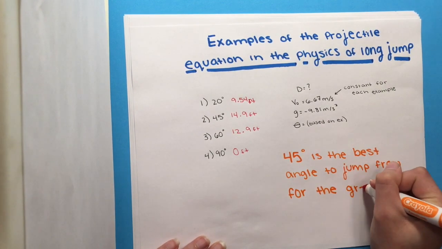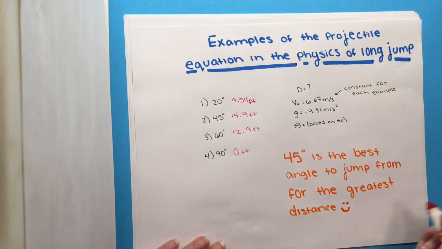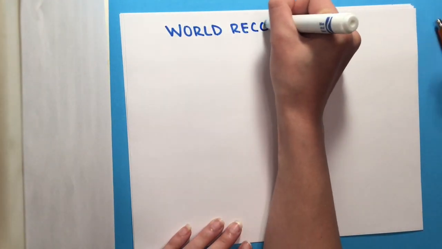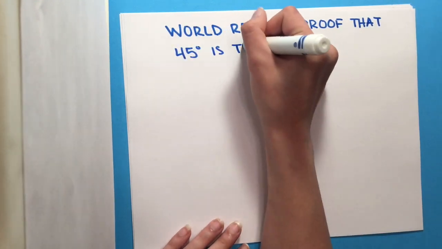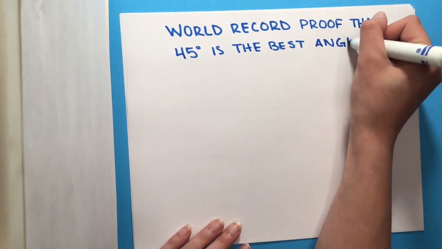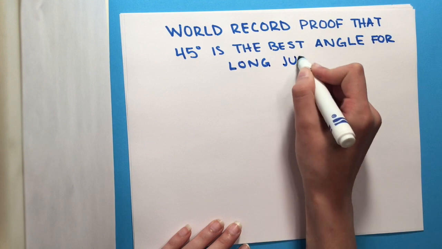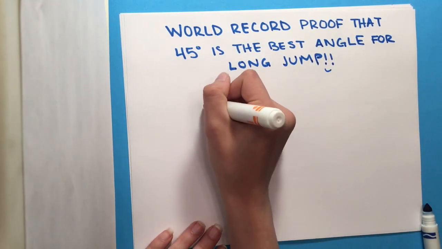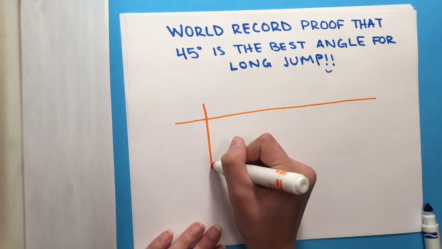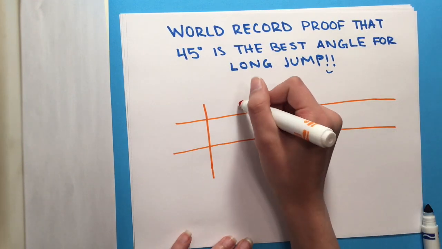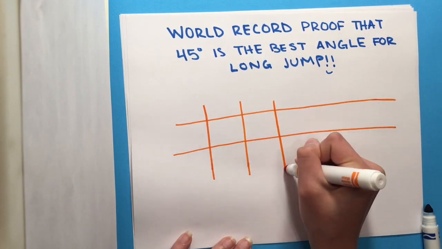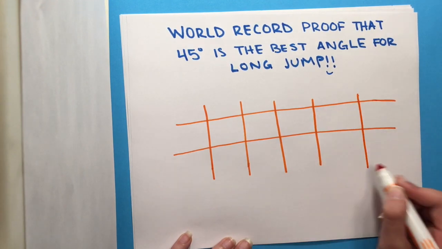Next, to use a real-world example, I looked up the world record long jump distances to test 45 degrees being the best angle. The men's world record is 29.4 feet. Using his initial velocity of 9.45 meters per second and solving at 45 degrees in the projectile motion equation, the result is 9.11 meters, which is 29.9 feet, very close to the actual record of 29.4 feet.